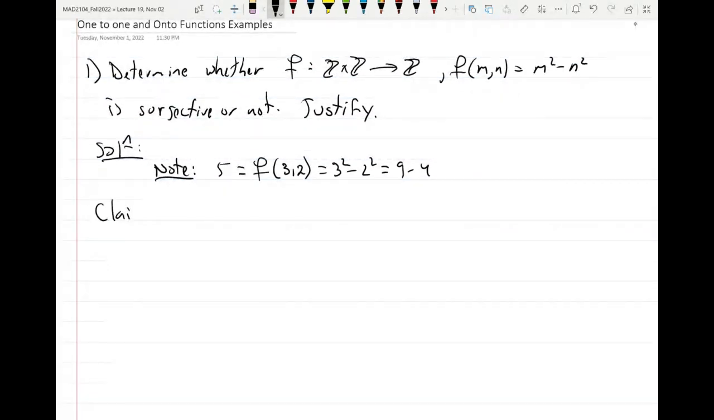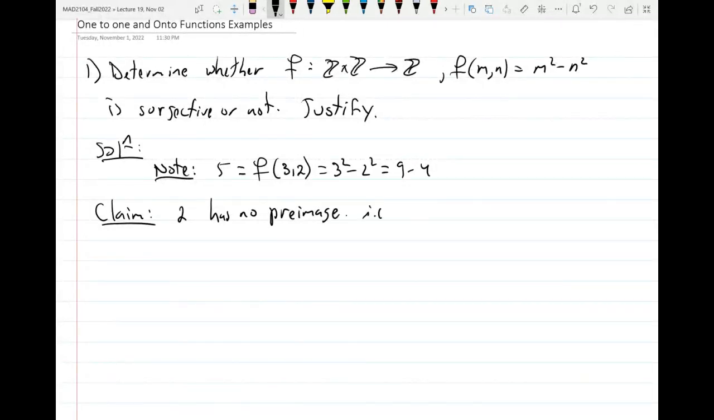So, claim: 2 has no preimage. In other words, what I'm saying here is that there are no integers m and n such that f(m,n) equals 2. That's my claim. So how are we going to prove it? Well, we're going to do it by contradiction. Let's assume that we can find a preimage for 2. Let's assume that we can write 2 as a difference of two perfect squares, and let's show that this is impossible.